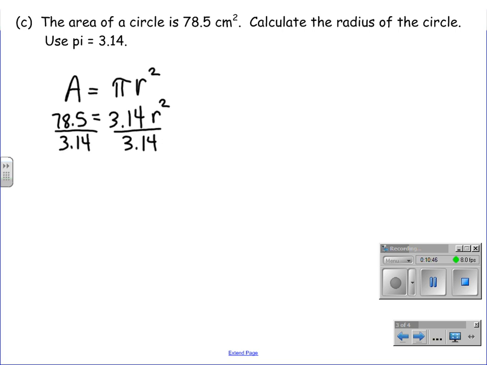And when we do, the 3.14s will cancel and we'll be left with r squared. I must digress and talk about decimal division. Again, this is a major weakness, and it is now my mission to exterminate the weakness. What do you remember about this, Ethan? You can change it to a whole, but you have to do it on both numbers.